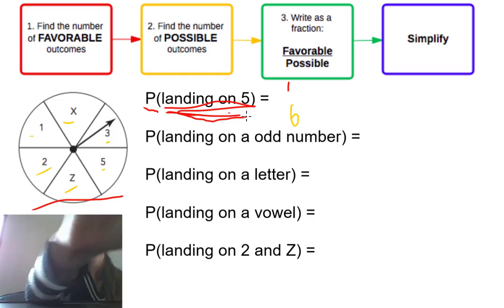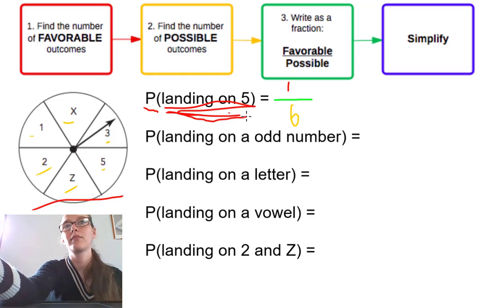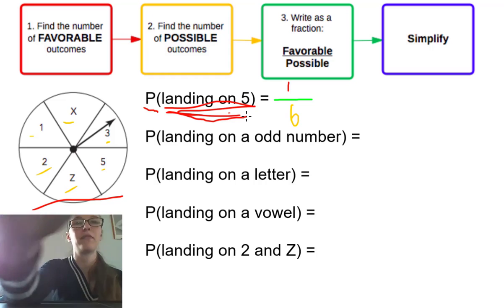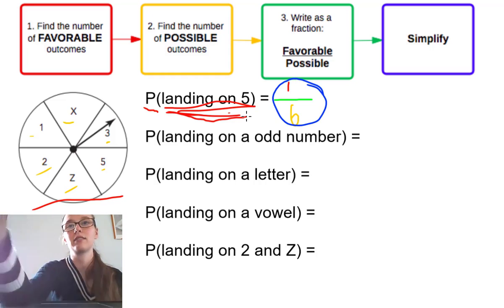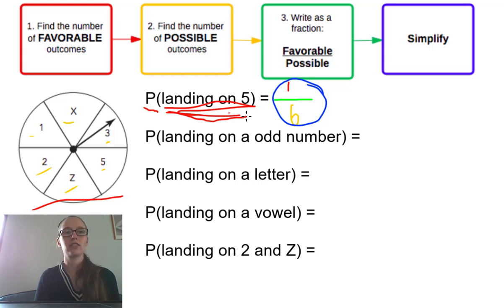And we're going to write it as a fraction. Favorable over possible, 1 out of 6, and simplified, that's as simplified as we get. So let's try that again.